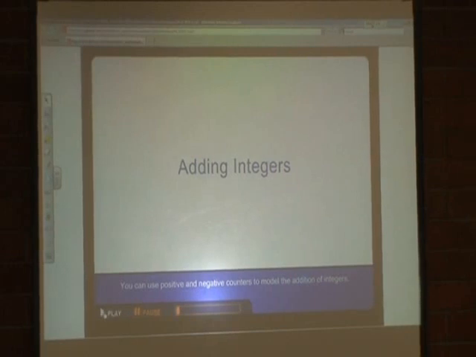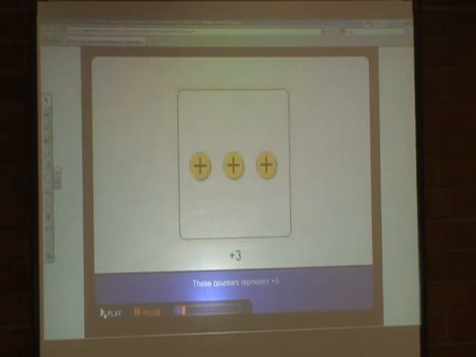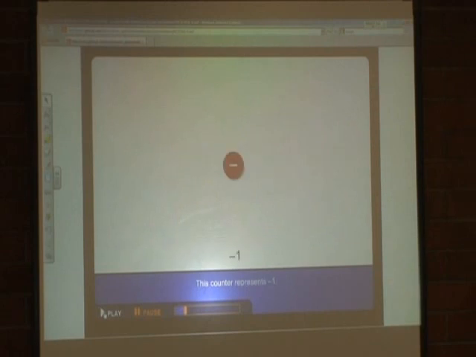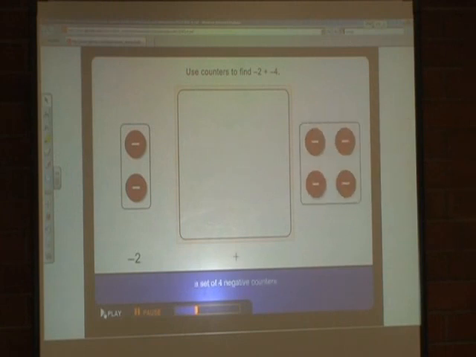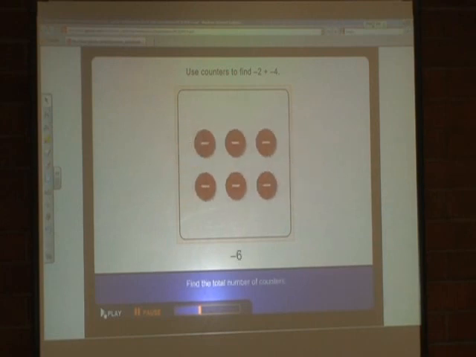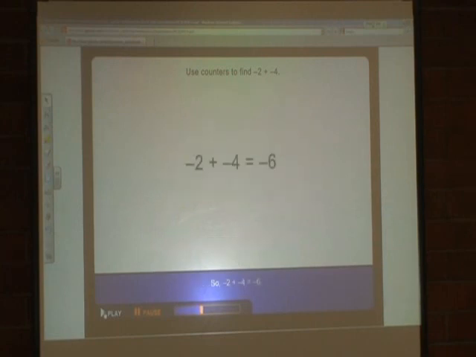You can use positive and negative counters to model the addition of integers. This counter represents 1. These counters represent positive 3. This counter represents negative 1. These counters represent negative 3. Use counters to find negative 2 plus negative 4. Remember that addition means combining 2 sets. Combine a set of 2 negative counters and a set of 4 negative counters. Find the total number of counters. So negative 2 plus negative 4 equals negative 6.